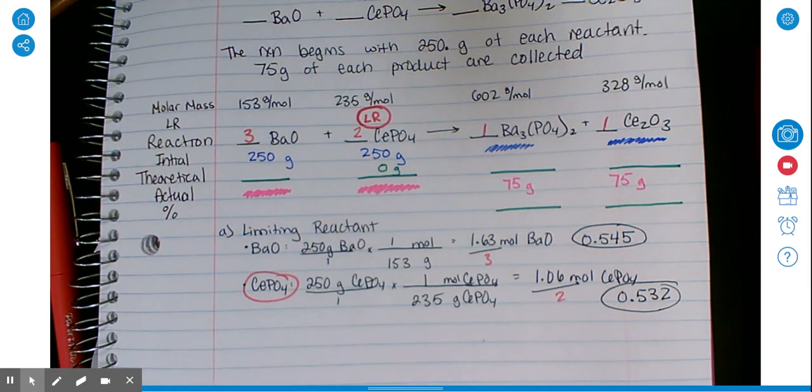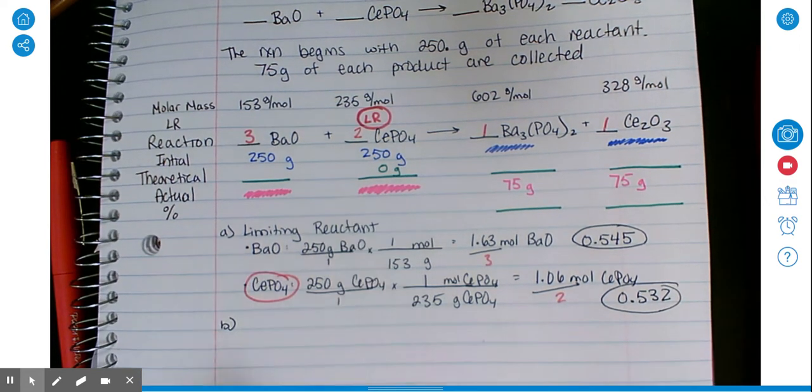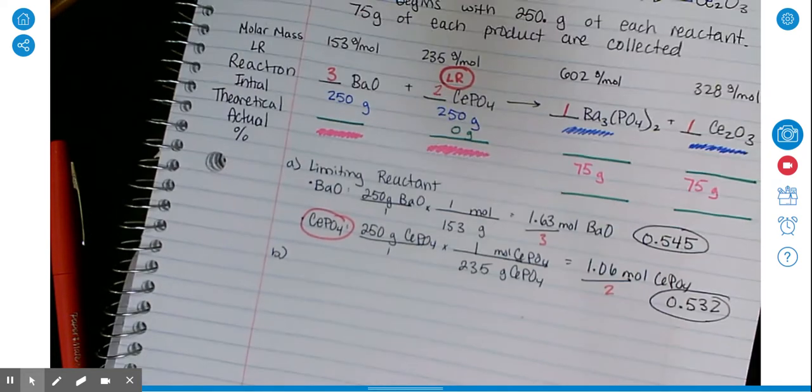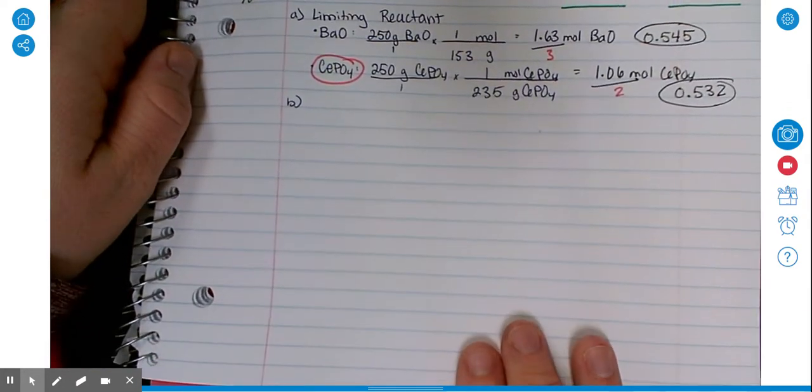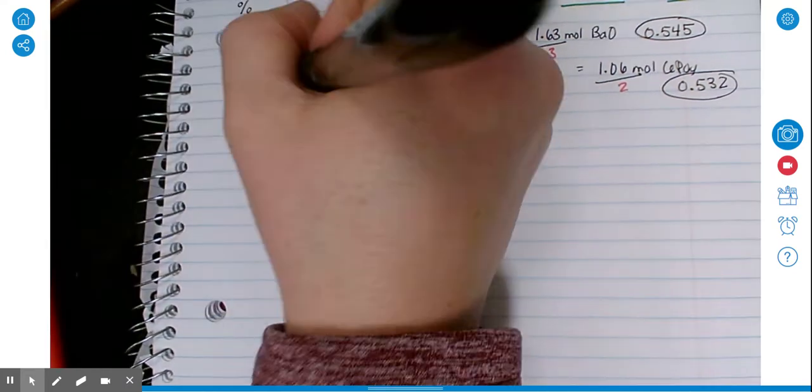Now I can go through and calculate my theoretical yields for the others. So I start with the excess. So I'm going to start off with the BaO. So the mass, that's crooked, of the excess reactant.